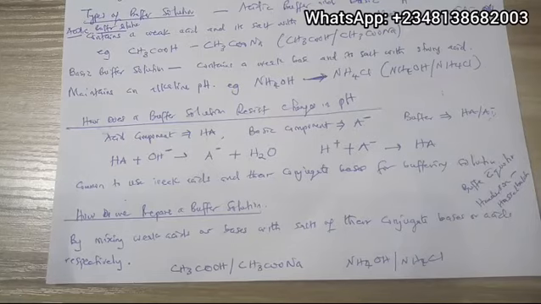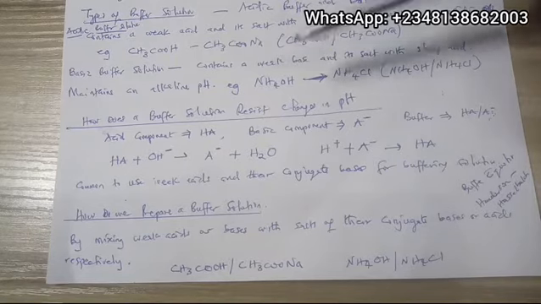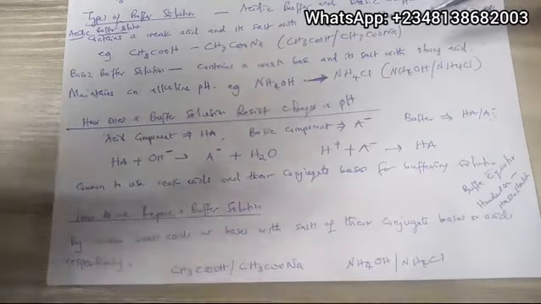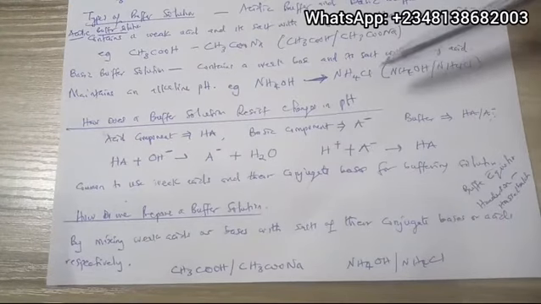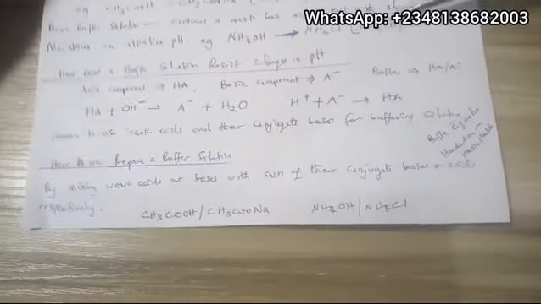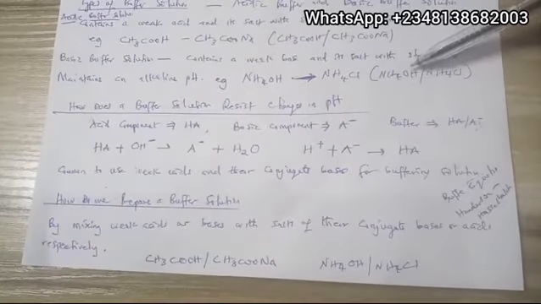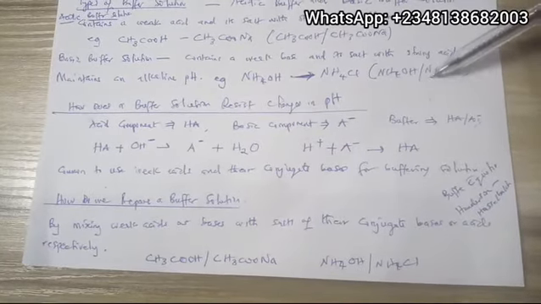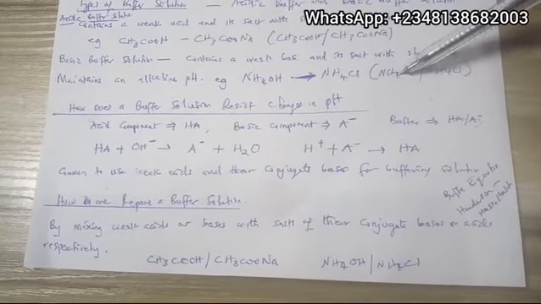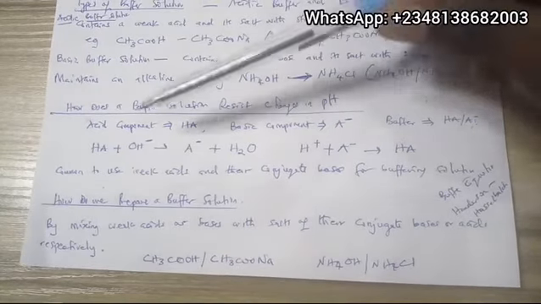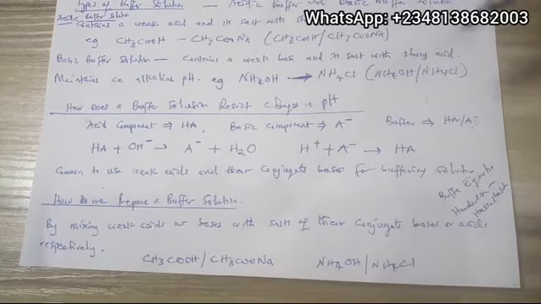An example, or simply put, you can say that a basic buffer solution contains a weak base and its salt, that is, the salt it formed with a strong acid. Look at it here. The weak base here is ammonium hydroxide. Ammonium chloride is the salt of the conjugate acid of ammonium hydroxide. So this mixture will form a what? A basic buffer solution, and it is used to maintain an alkaline pH.